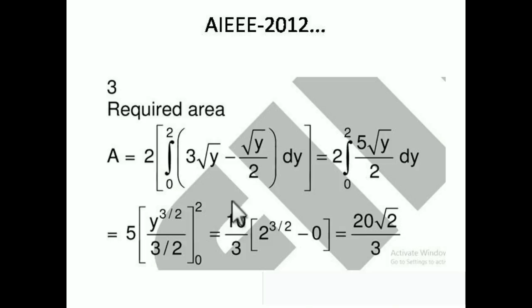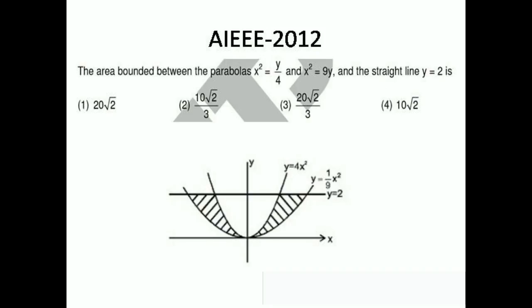Now 5 is common, 2 gets cancelled out. Integration of y raised to 1 by 2 is y raised to 3 by 2 upon 3 by 2 from 0 to 2. So it's 10 by 3, 2 raised to 3 by 2 minus 0. So it's 20 root 2 by 3. Okay, so my right answer is option number 3, 20 root 2 by 3. Understand? You just have to draw the graph and understand which area you have to find, then subtract or add the required area. Okay, let's see one more example.